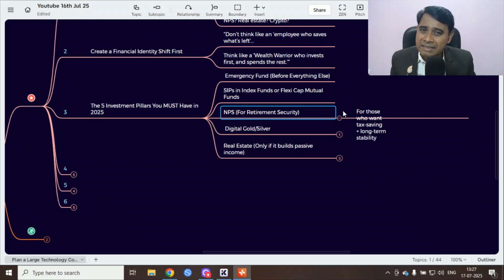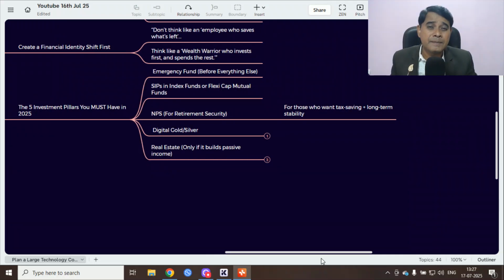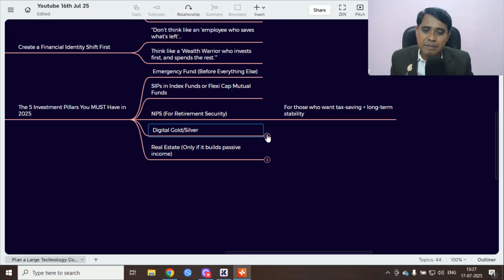So based on this essence, how you are going to change the trajectory of your finances depends on your thought process, your actions, and the tasks you are going to fulfill for the particular day. It will really change the trajectory when you decide about these patterns. For those who want tax saving plus long-term stability, you can go for retirement planning.